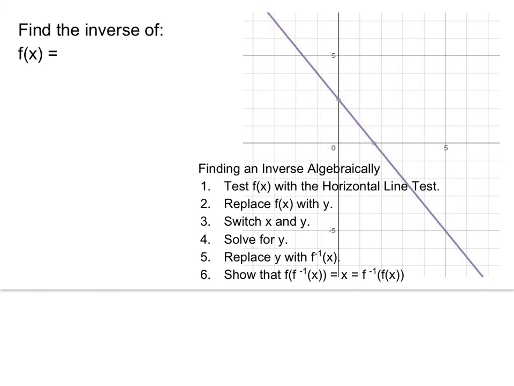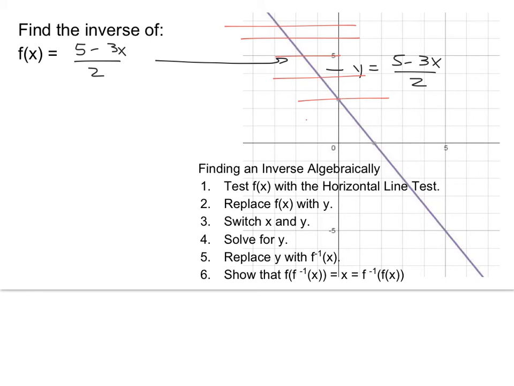Let's look at an example. In this case, I'm giving you this function: f of x is equal to (5 minus 3x) over 2. This is the graph. So this line is y equals (5 minus 3x) over 2. So if I use the horizontal line test, any of these horizontal lines only intersect once. And so it definitely has an inverse. So I did test it with the horizontal line test. So now what I'm going to do is go about the process of finding the inverse.